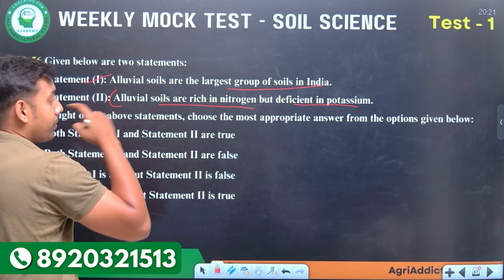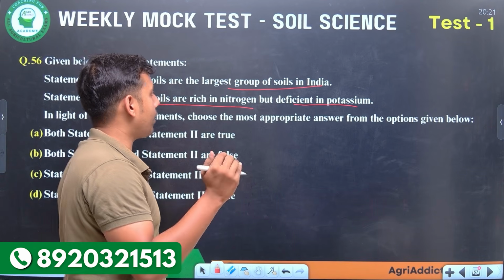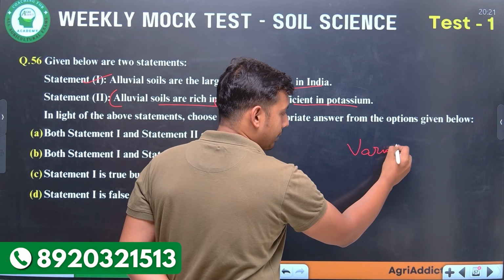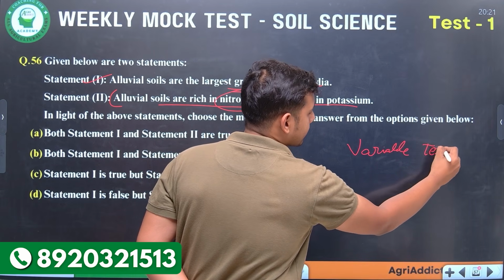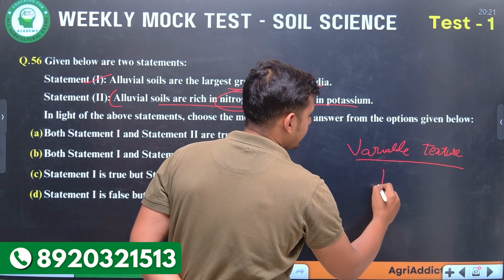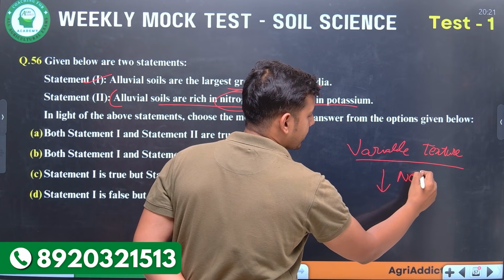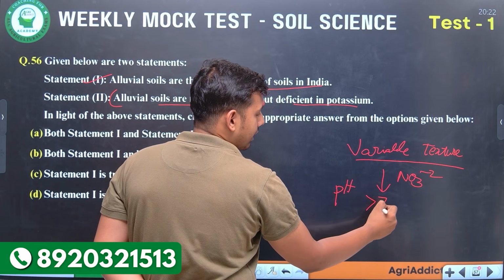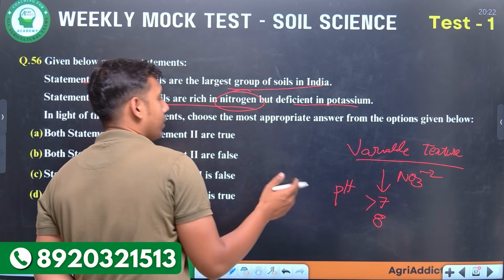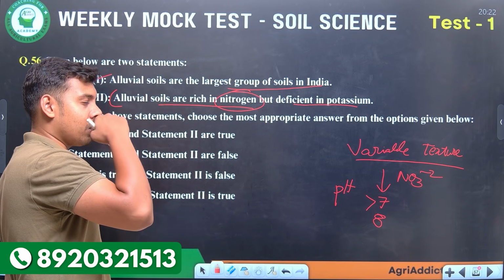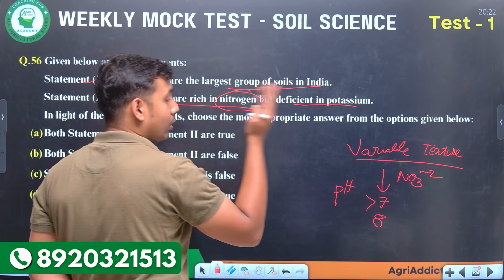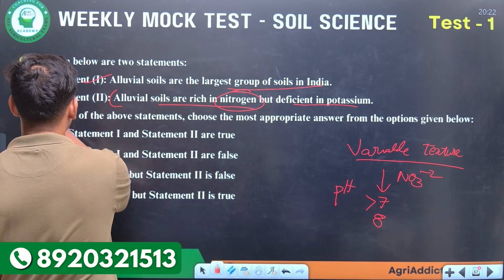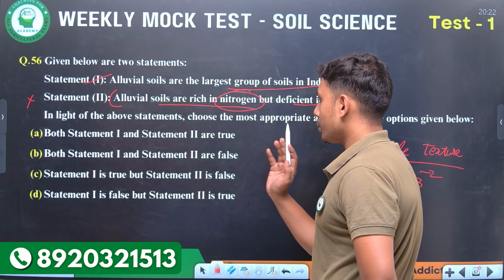Alluvial soils, the major problem is the deficiency of nitrogen, as it has variable texture. So what happens is nitrogen sometimes leaches down as nitrate, and sometimes the pH is also above 7 and somewhat near 8. So nitrogen sometimes evaporates, or is vaporized, and is also lost. So nitrogen is actually deficient in alluvial soil. So statement 2 will be wrong. So 1 is correct, 2 is wrong. This is the answer.